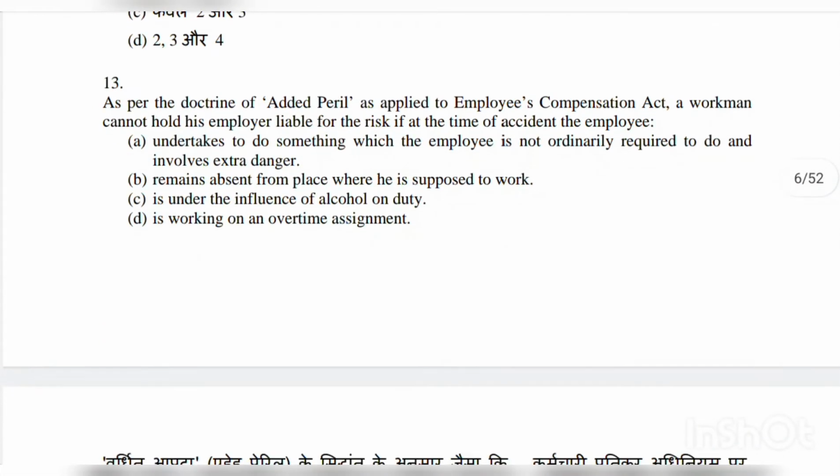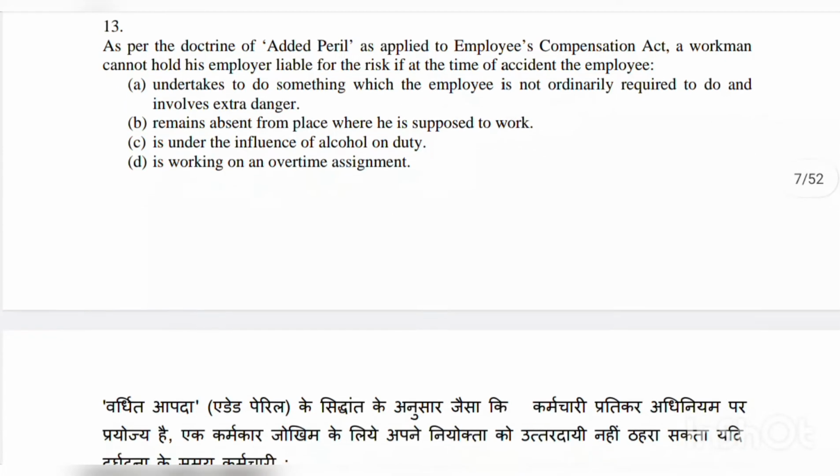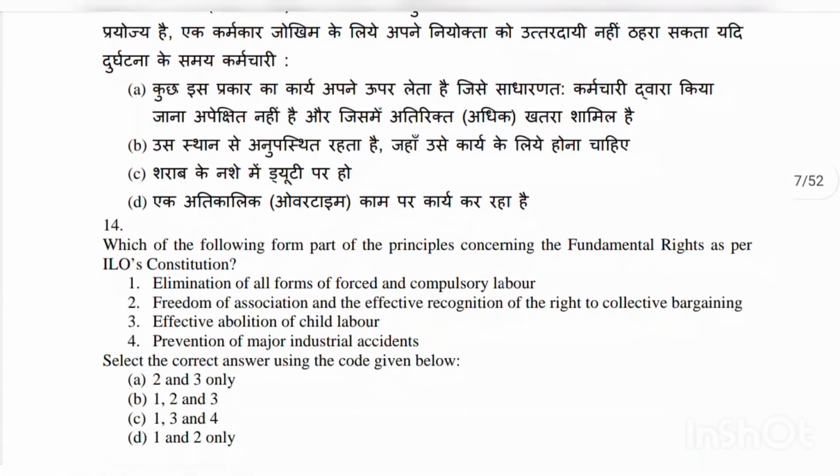Question number 13, as per the doctrine of added peril applied to the Employee Compensation Act, a workman cannot hold his employer liable for the risks if at the time of the accident the employee, the answer is A, that is, undertakes to do something which the employee is not ordinarily required to do and which involves extra danger.